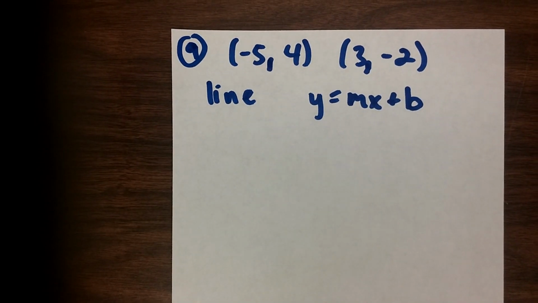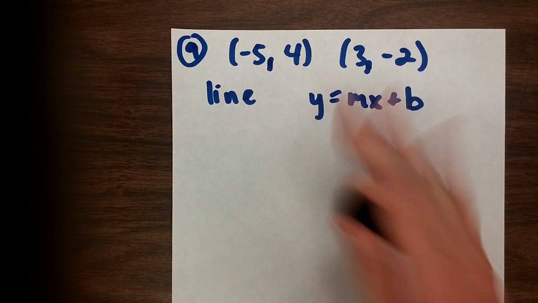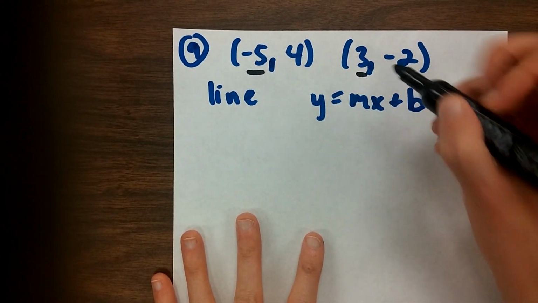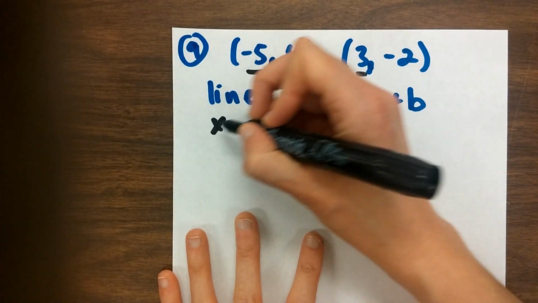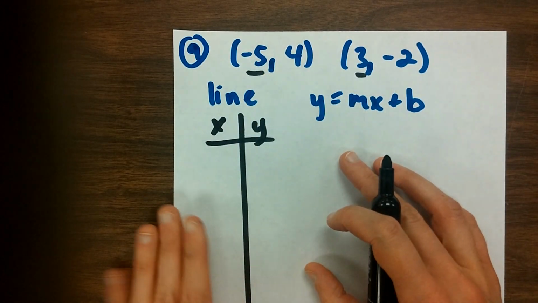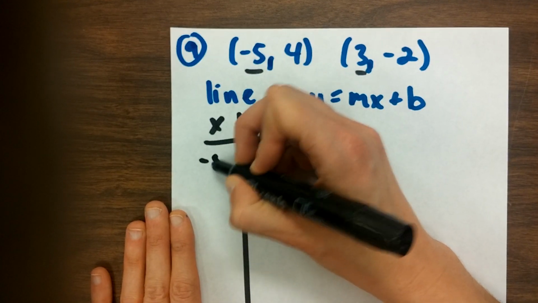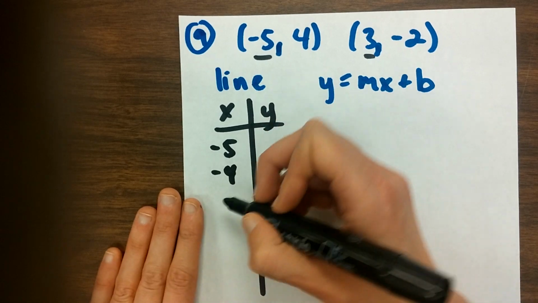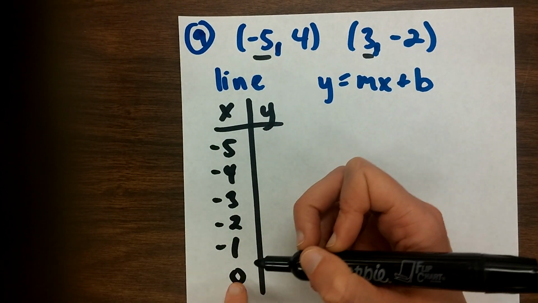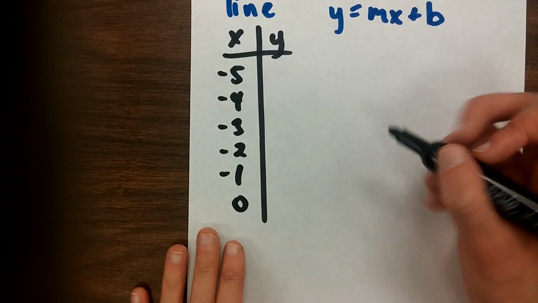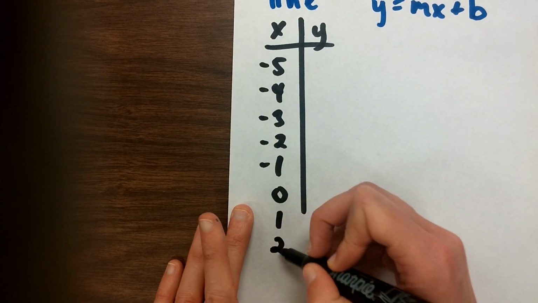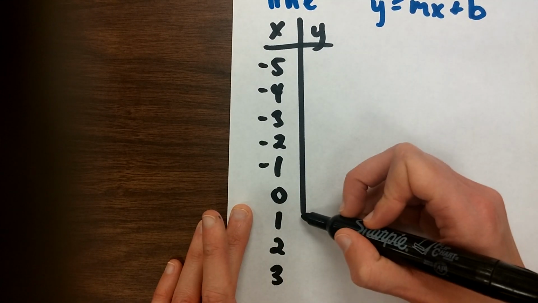So what I'm going to do is make a table using these 2 points I have. I'm going to look at their x coordinates to help me decide how to make my x column in my table. I'm going to start with -5 as my first x value, and then go up by 1s from there. I need to make sure I include 0 because that's going to give me my starting y value. And then I also need to go up to 3 because 3 is the x value of this one. So I'm going to go from -5 all the way up to 3 in my table.